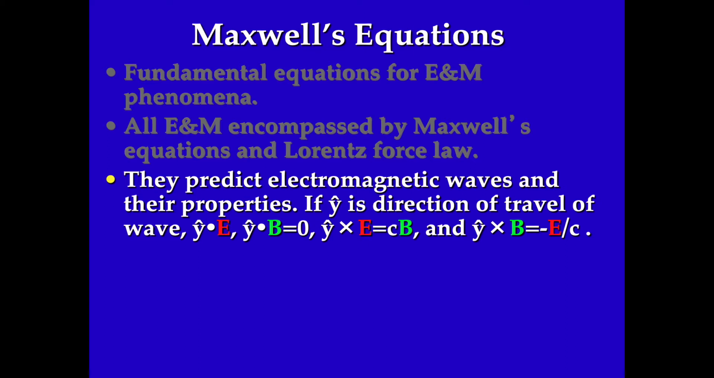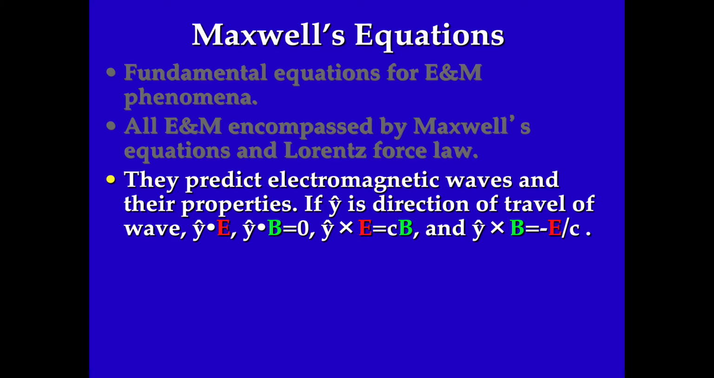If a wave travels in the y direction, in the y hat direction, then the dot product of y hat with the electric field and the dot product of y hat with the magnetic field is zero. That means that the electromagnetic wave travels perpendicular to the electric field and magnetic field.